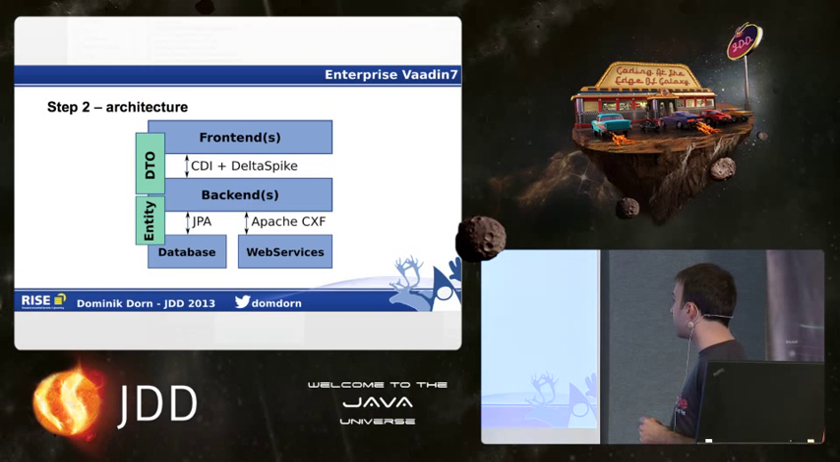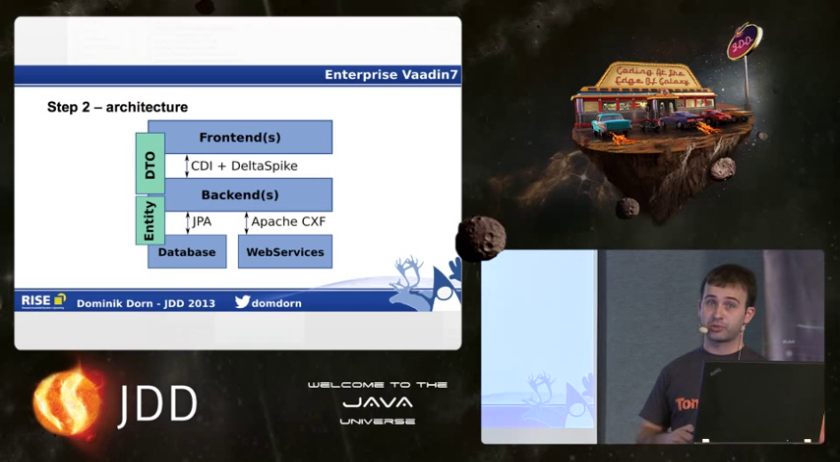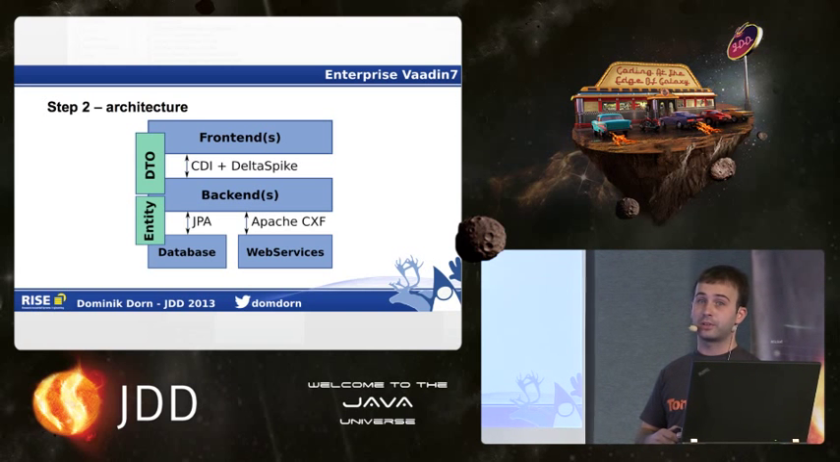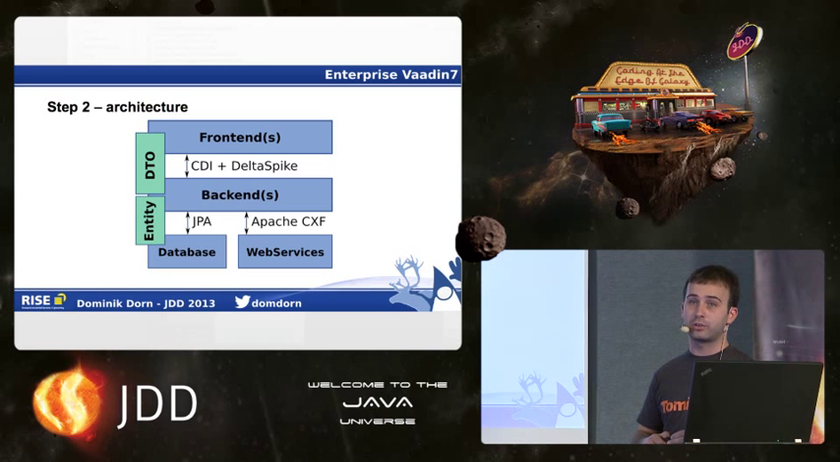Between the front end and the back end, we use data transfer objects, and between the back end and the database, we use the JPA entities, and we also have connections to various web services where we just use Apache CXF. That's basically the JAX-RS and JAX-WS implementation of Apache.